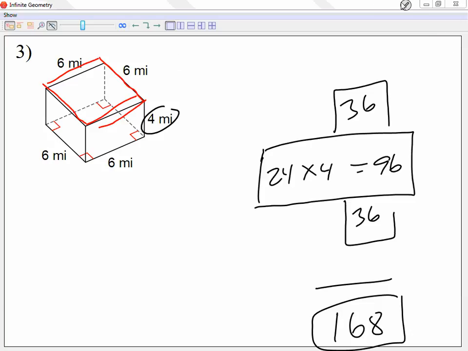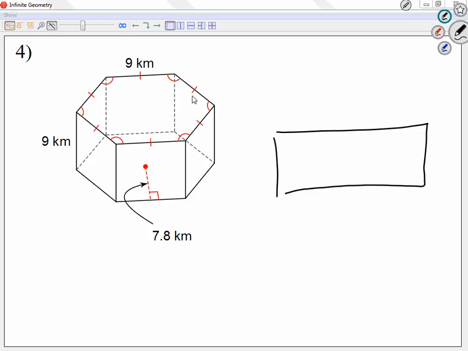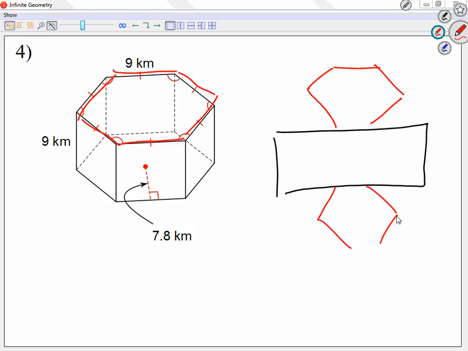Let's take a look at number 4. Taking a big rectangle in the center. Now the base is a hexagon, right? We can see it, 6 sides. So let me draw my hexagon the best that I can. For the rectangle, I have to start with the perimeter of the hexagon. There are 6 sides, each side is 9. What's the perimeter?